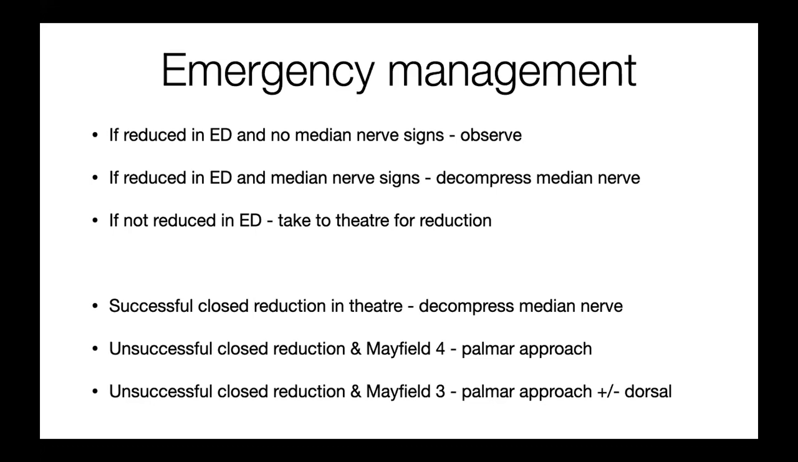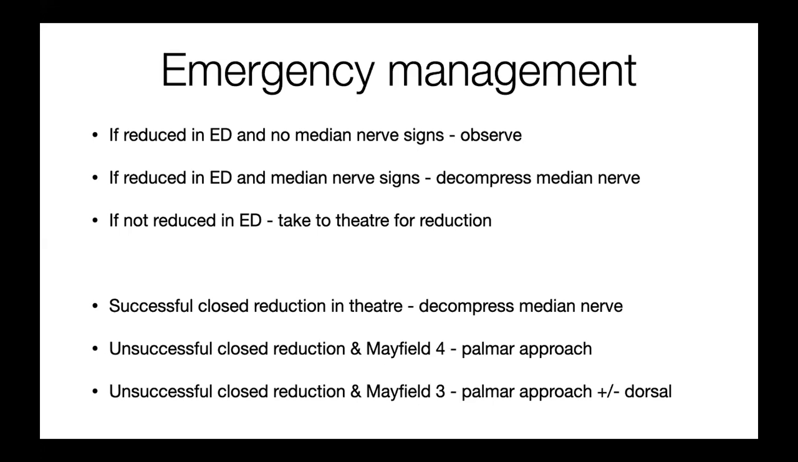If you achieve a successful closed reduction in theatre, given the fact that these patients will either have had the median nerve decompressed then, what you don't want to happen is for you to walk into the recovery room and find that they've got new median nerve symptoms after you've decompressed them. If you can't reduce them closed and you need to open, and it's a Mayfield 4, do a Palmer approach. You will decompress the median nerve as part of this approach and reduce the lunate manually.